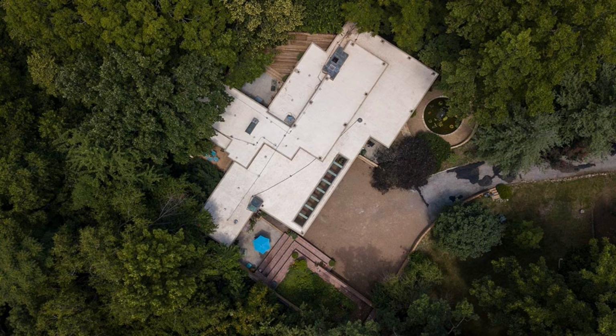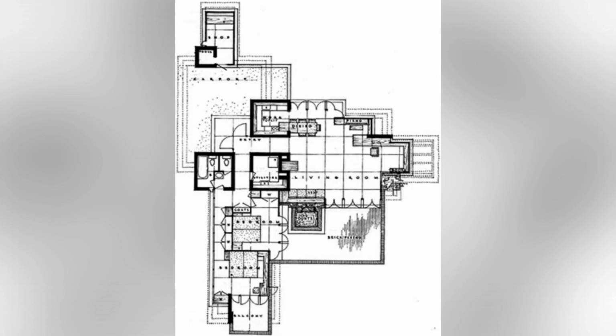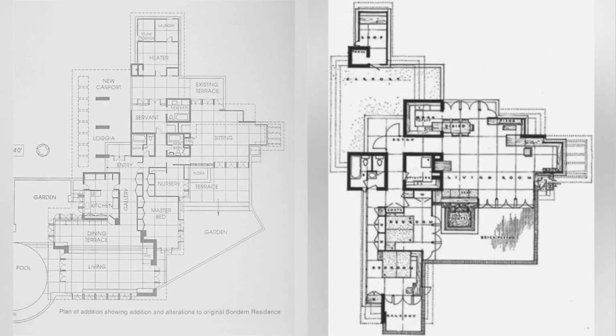Now let's take a look at the floor plan, which helps us understand the logic of the design. Originally, the house was composed of three key spaces: a living room, a dining area, and a small kitchen, all aligned in a linear sequence. Over time, Wright added a large extension in 1948, nearly tripling its size. We can see in the plan how the added volumes include a master bedroom, additional service areas, and even a carport, reinforcing the horizontal expression and expanding the functional complexity of the home.